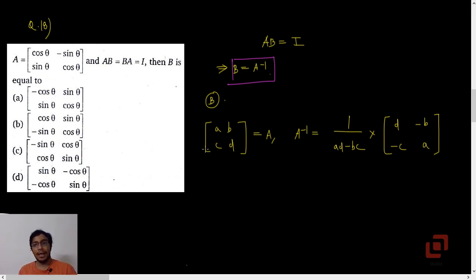Either you can use the ready-made formula to find the inverse of a 2 by 2 matrix. So if [a b; c d] is A, then its inverse is 1 upon ad minus bc into the matrix where you interchange the positions of a and d and change the signs of b and c. You can prove it by the adjoint method, and if you do that, then you will get the option B.